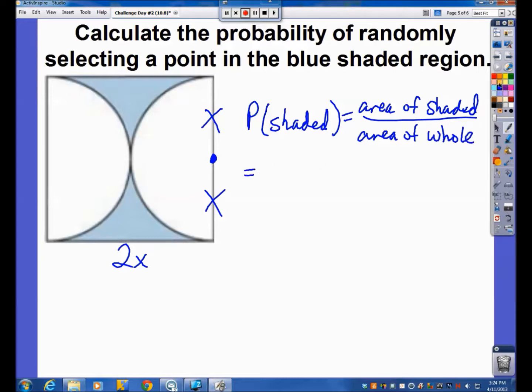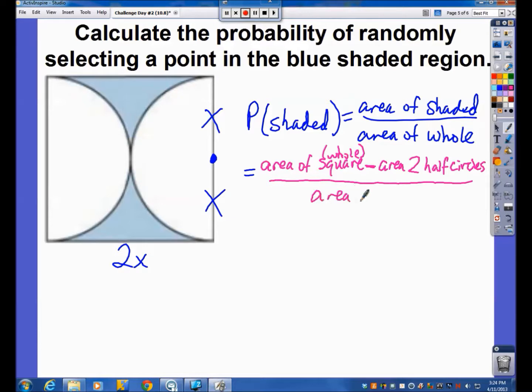Okay, so now I'm going to further define what these really meant. The shaded area, well, that's not really a specific shape that we know of. But to get this specific area here, we'd really need to find the area of the square, which is really the whole thing, and subtract away the area of the two half circles. Two halves make a whole. And the whole thing, again, is the square. So this has now given us a much cleaner blueprint for what we're going to have to calculate.